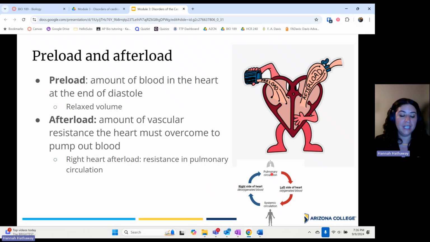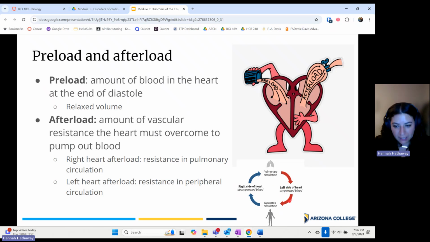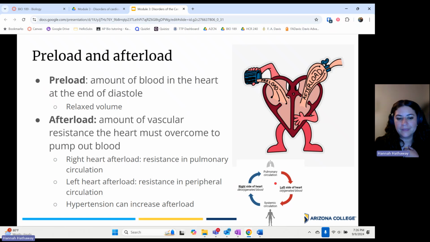So if you have some sort of lung disease, like a pulmonary disease, that's making it harder to pump blood to the lungs, that's going to have a secondary effect of putting strain on the heart. And then the left heart afterload would be, now the left heart is having to push really hard to pump blood to the rest of the body. So this would be like if you had high blood pressure or if you had atherosclerosis really severely that was narrowing the size of those arteries, that's going to make the left heart work a lot harder because it's having to pump against all of those peripheral vascular arteries. Okay.